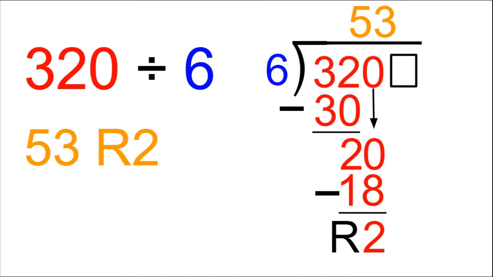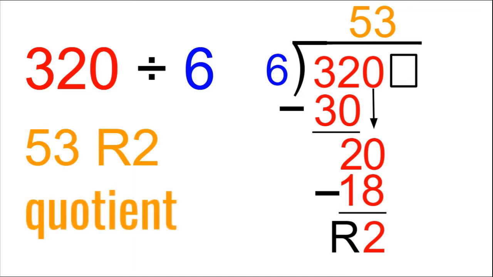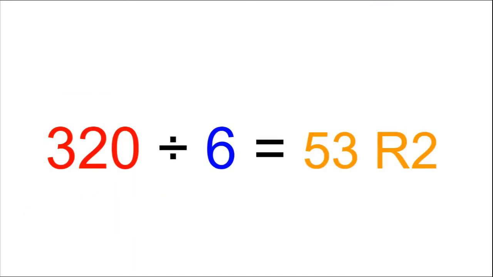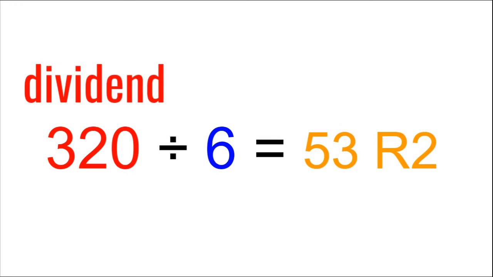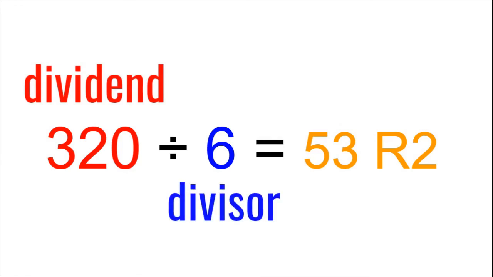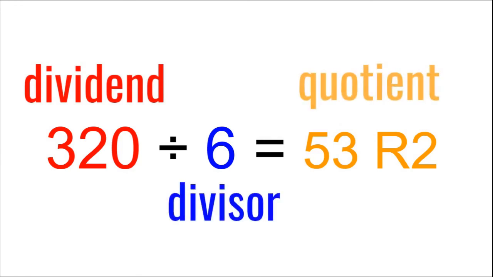And the answer is also called the quotient. So from this we get 320 divided by 6 equals 53, remainder 2. And this is telling us that 6 can divide into 320 53 times, and it will leave 2. It will have a remainder of 2. And in this example, our dividend is 320, our divisor is 6, and our quotient, which is our answer, is 53, remainder 2.